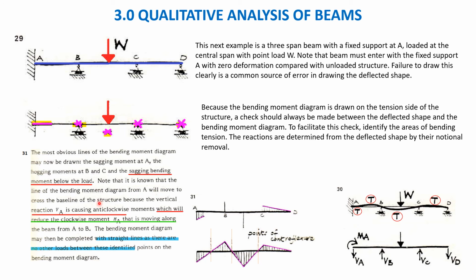Note that the line of the bending moment diagram from A will move across the baseline, because this moment is clockwise, this is anti-clockwise. So this tension is on the bottom side because of this clockwise moment. It will reduce it. That's why it goes like this. This comes like this on the bottom side and it goes like this. And between these points, it's connected with straight lines. The bending moment diagram may be completed with straight lines as there are no other loads between these identified points.